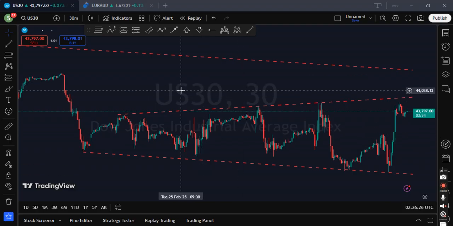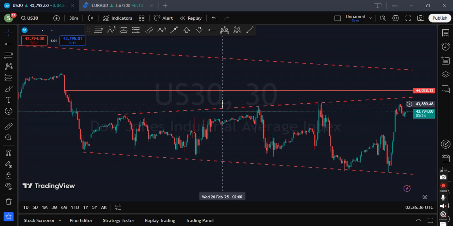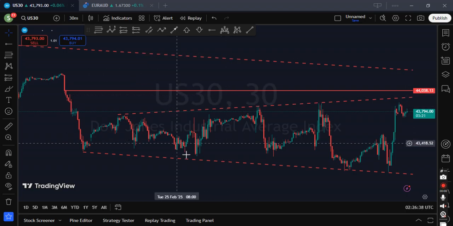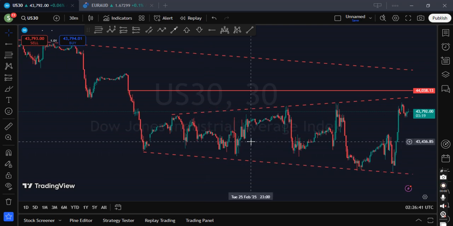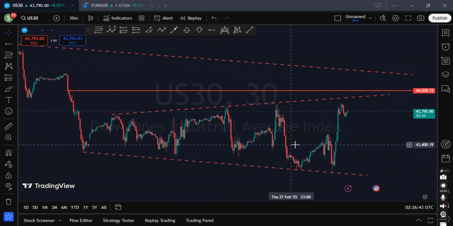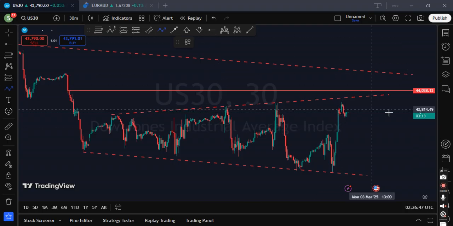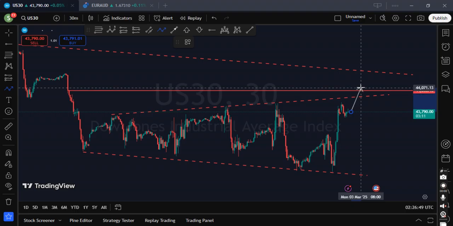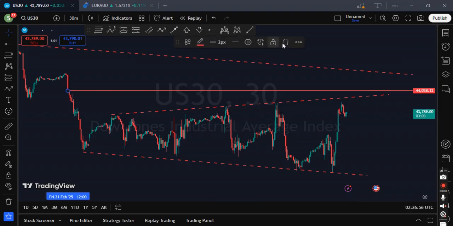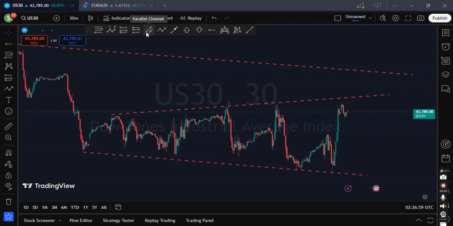So clearly this thing has to come and test this point. Before it can do anything, before it can go anywhere, it has to come and test this point. Okay, let me actually do this instead of a line here. Let me show you.